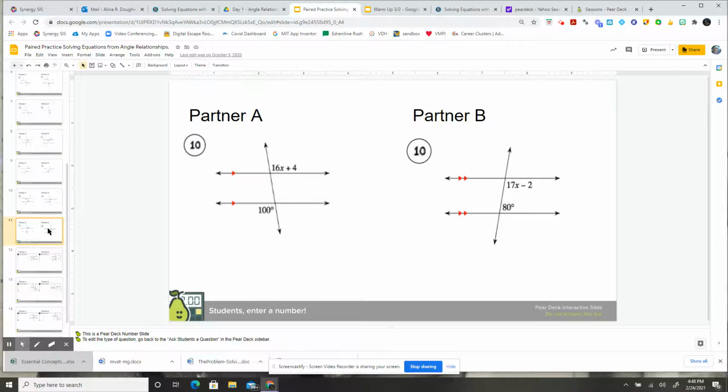Problem number 11, mine is different than yours. So I have alternate exterior angles. They're going to be congruent. You have same side interior angles. Same side is always supplementary. Yes, it is. Same side supplementary. So I'm going to equal mine because they're alternate, and you're going to set yours equal to 180 because they are supplementary.